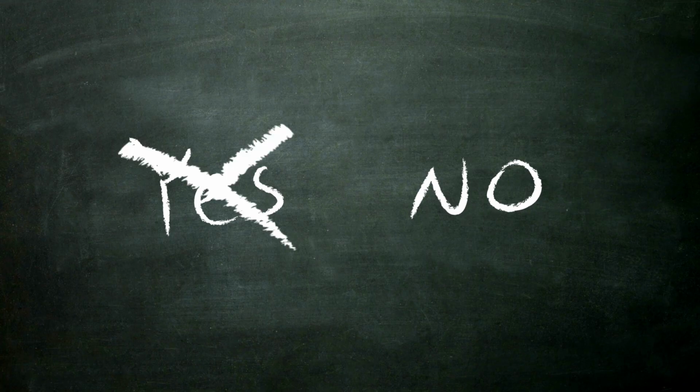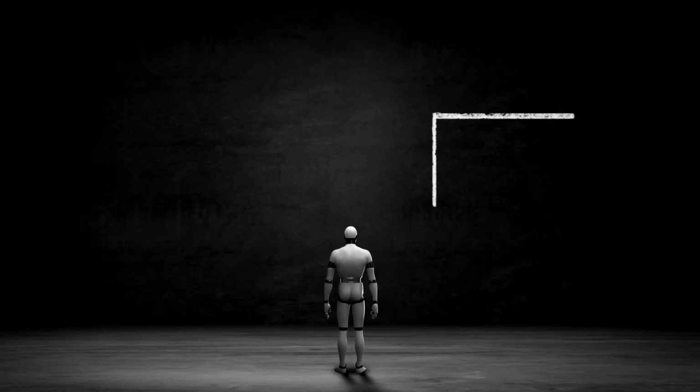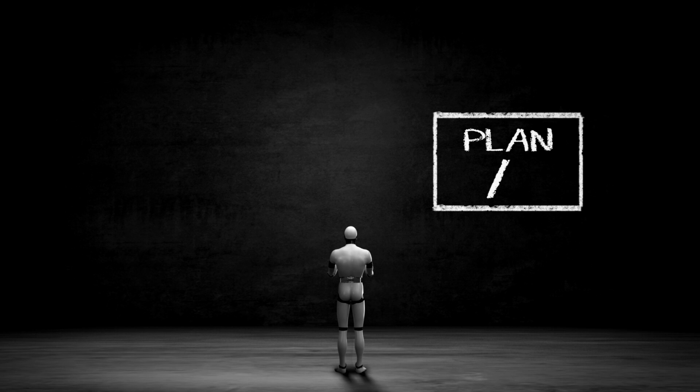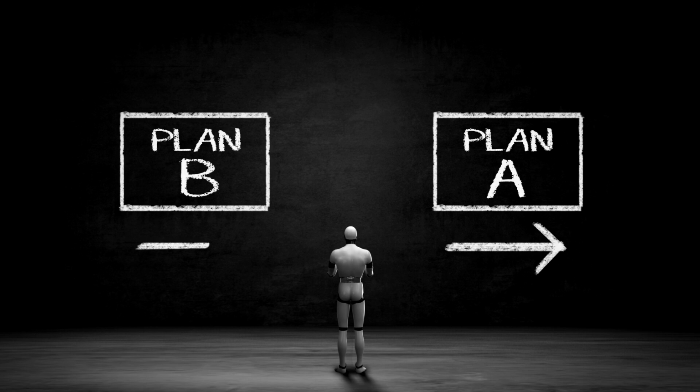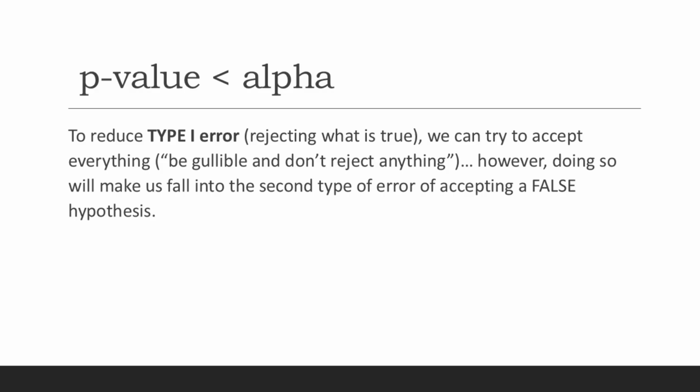Okay, now what happens when the null hypothesis is rejected? Then there must be an alternative hypothesis that now becomes activated if the null hypothesis is rejected. So if the null hypothesis is that people don't have the disease, the alternate hypothesis is people have the disease, or at least some people. Note, to reduce type 1 error, we can try to accept everything, be gullible, and don't reject anything. However, doing so will make us fall into the second type of error of accepting a false hypothesis.